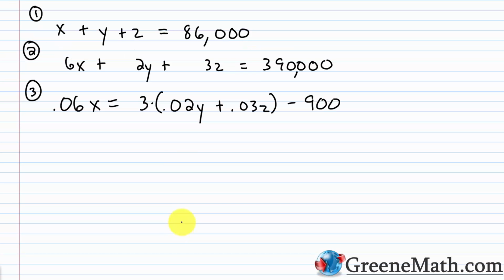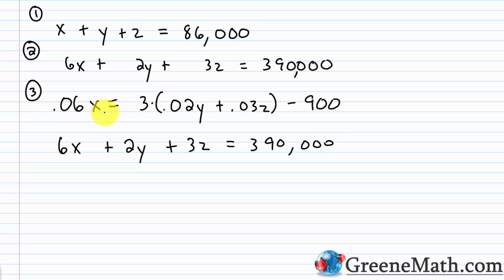Now let's work with equation 2 and 3. Again, we've got to eliminate the same variable this time, so we've got to eliminate y. For equation 2, I have 6x plus 2y plus 3z equals 390,000. For equation 3, it's a little clustered.